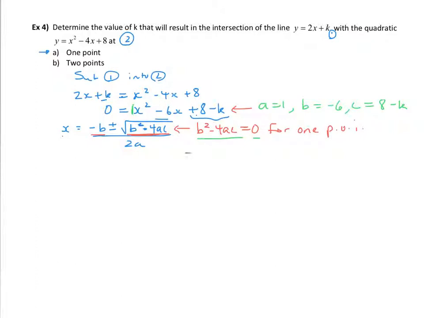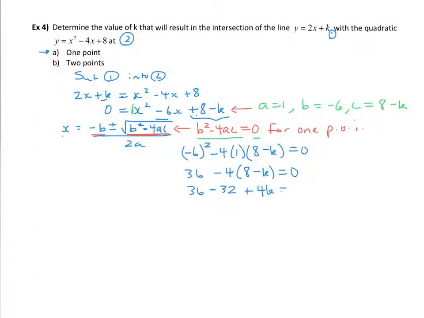So my b value is -6, so we're going to get -6 all squared, minus 4 times 1 times c, which is 8 minus k. That has to equal 0. Simplifying that, we've got 36 when I square -6. I'm going to have a -4, which then hops through this bracket of 8 minus k. So 36 minus 32 plus 4k equals 0.